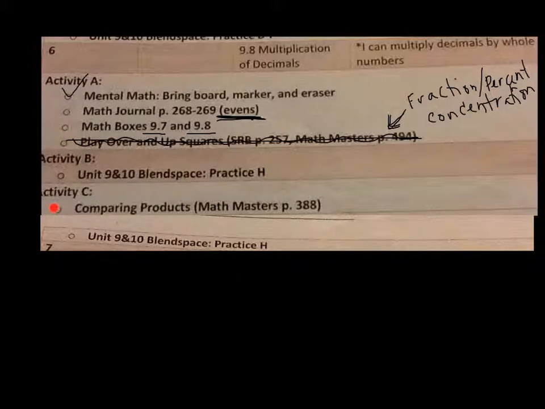Activity C is going to do comparing products first, which is Math Masters page 388, and then Units 9 and 10 Blend Space Practice H.